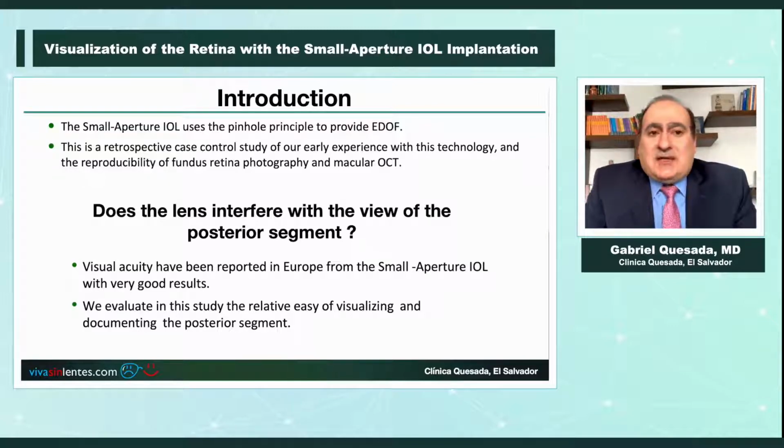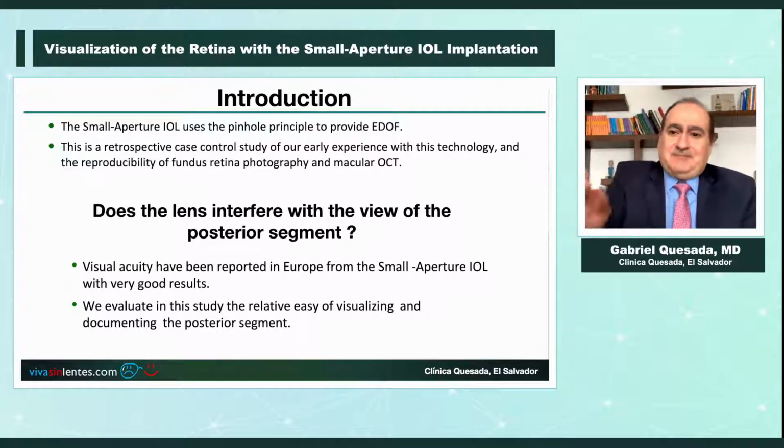So the question that everybody asks is, does the lens interfere with the view of the posterior segment? Visual acuity has been reported in Europe from the small aperture IOLs with very good results. But we evaluate in this study the relative ease of visualizing and documenting the posterior segment.